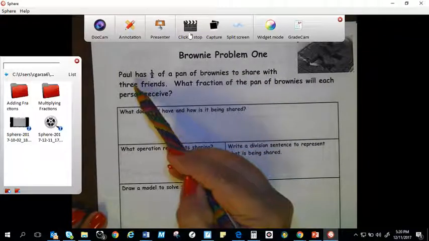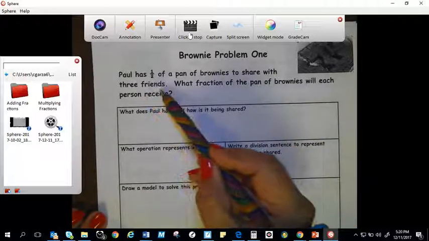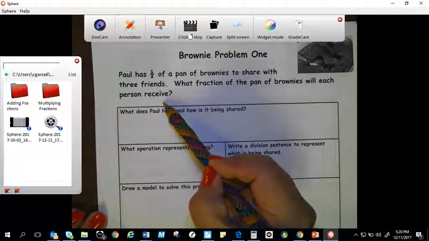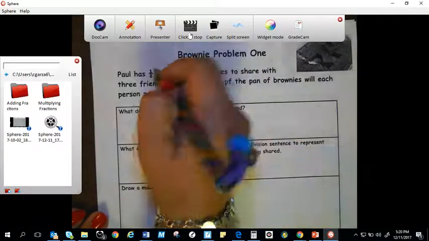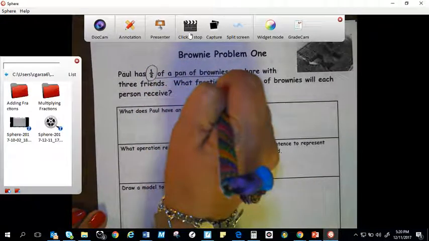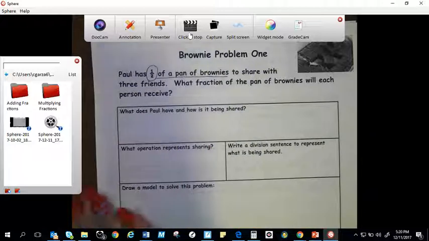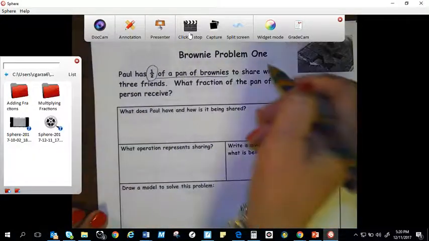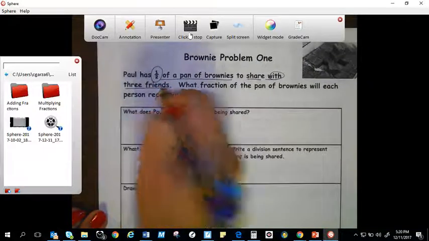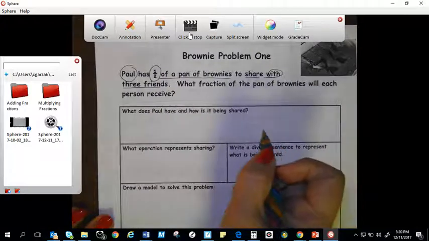It reads, Paul has 1/2 of a pan of brownies to share with 3 friends. What fraction of the pan of brownies will each person receive? So first things first, circle the 1/2 and underline of a pan of brownies, because that's the one thing that he does have. That's what he has on hand, his total amount. And he's going to share with 3 friends. So we need to make sure that we include Paul and 3 friends.